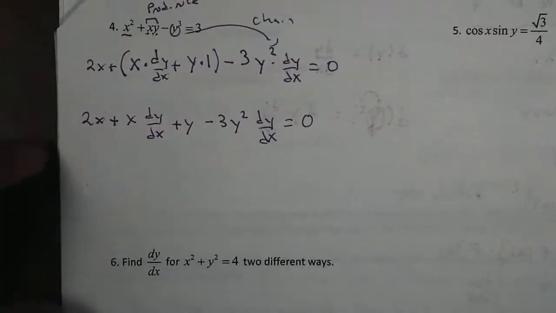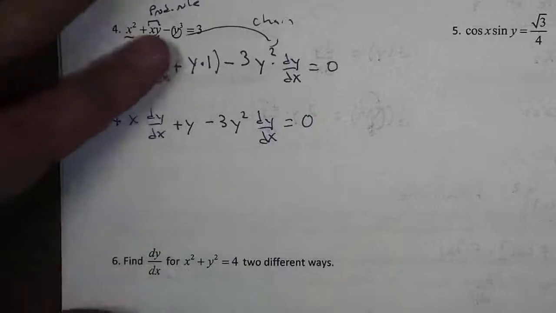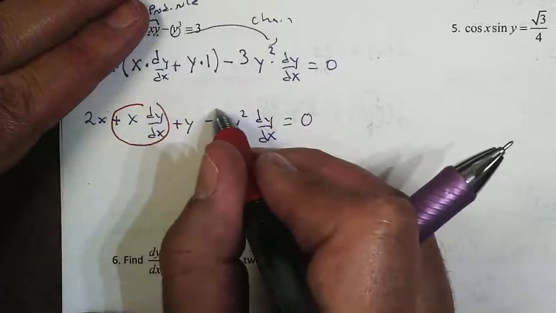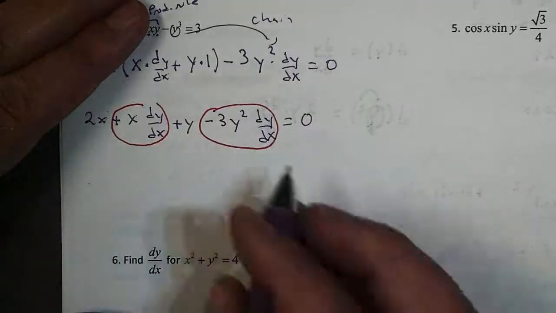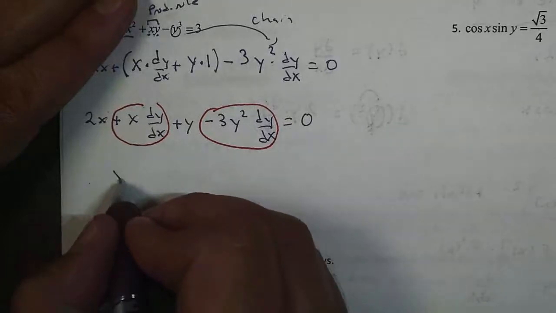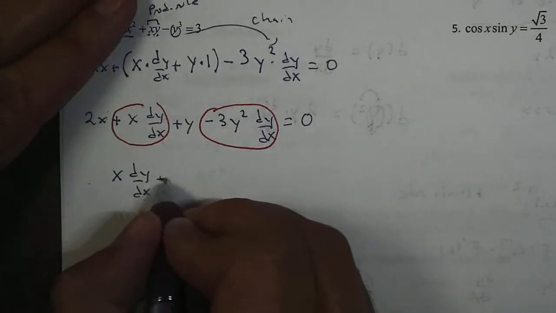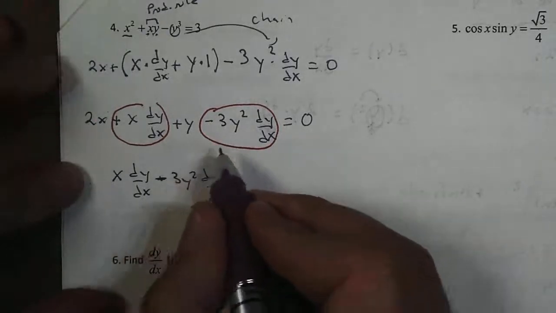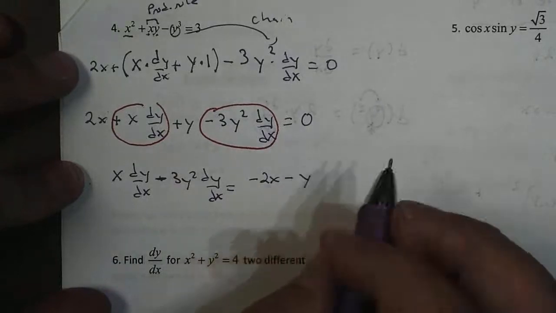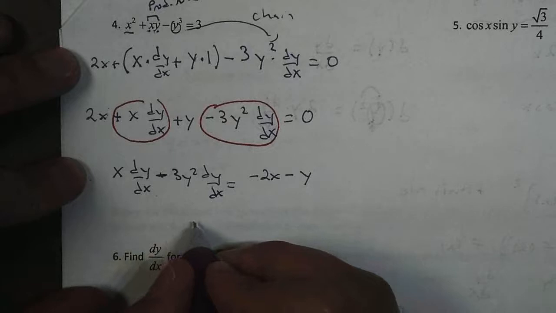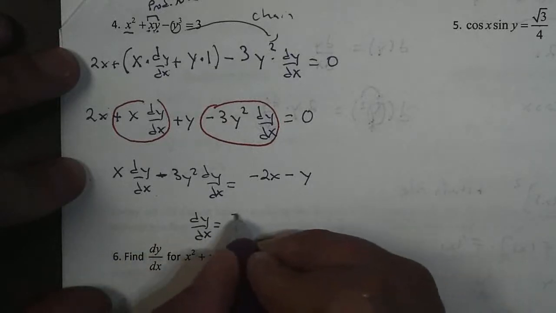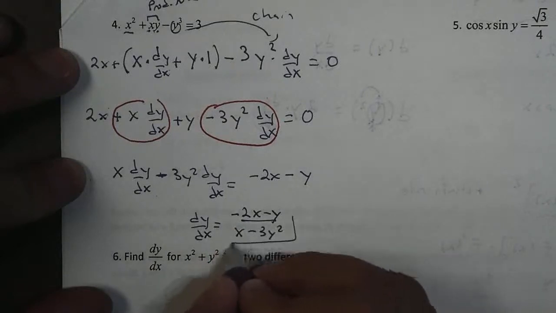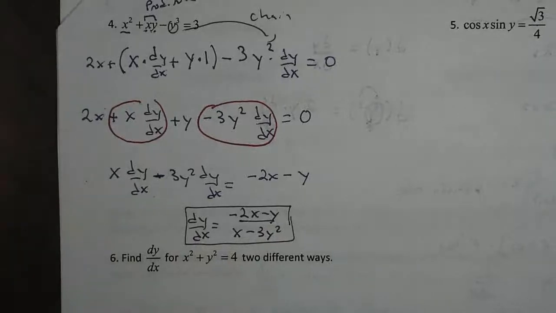I promise you, most of you will be able to go straight from here to your answer. I'm going to show one more step, because I like to get rid of things that don't belong. So anything that has a dy dx can stay. So I get x dy dx minus 3y squared dy dx, and that's going to equal, everything else goes over, negative 2x minus y. And I know I'm going to factor and divide, so I'm just going to do that all in my head. I get negative 2x minus y divided by x minus 3y squared. And there's our answer right there.